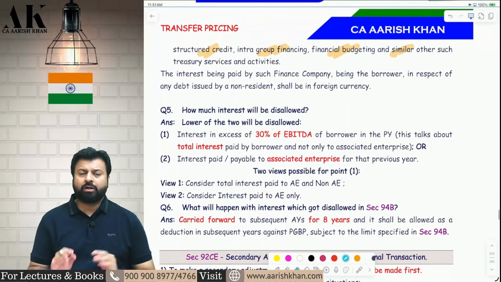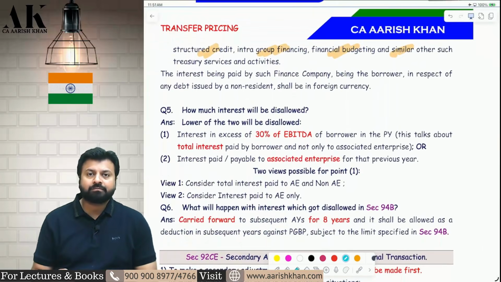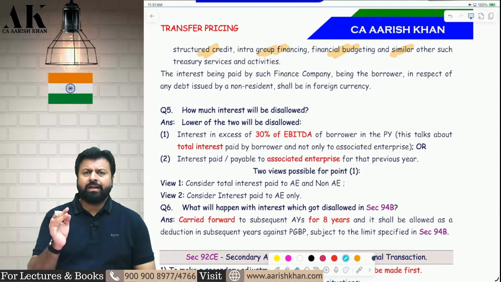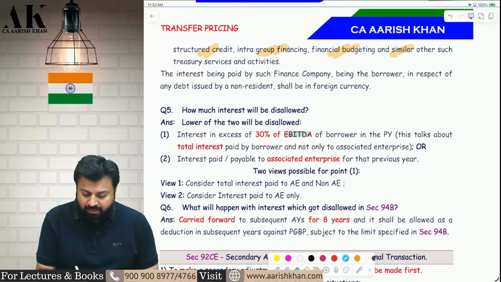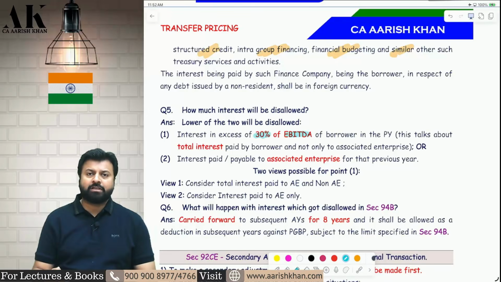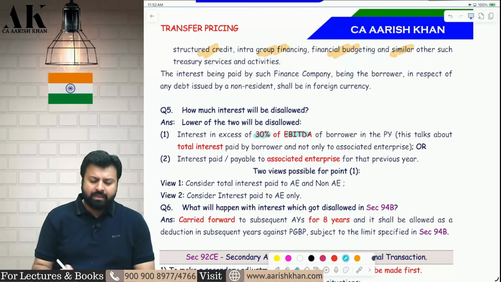Now, the most important point, how much interest will be disallowed? It all depends upon your interest and EBITDA. First of all, you have to compute your 30% of EBITDA, earnings before interest, tax, depreciation and amortization, and whatever is in excess of 30% of EBITDA, that will be point number 1.